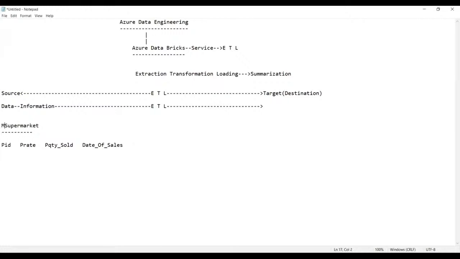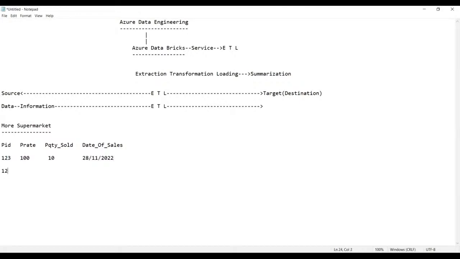These are the columns of the information of a supermarket. Let us make it here as More supermarket, guys. This is the information of the More supermarket. Day-wise sales is recorded. Can you see here, all of you? Now, product ID is something like 1, 2, 3, and rate is, let us say, 100 rupees. The quantity sold is 10 pieces, and date of sales is 28 11 2022.